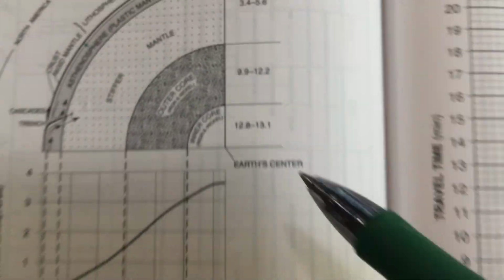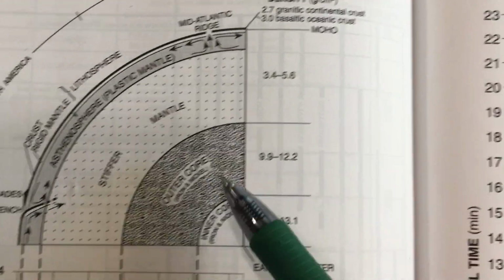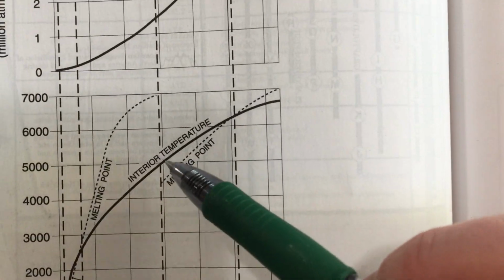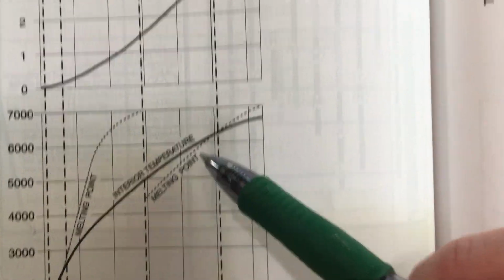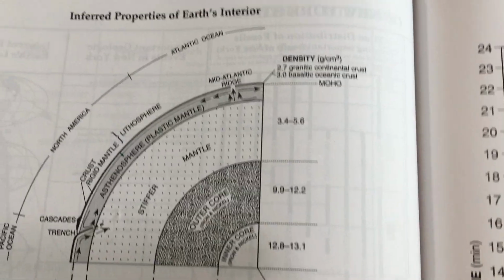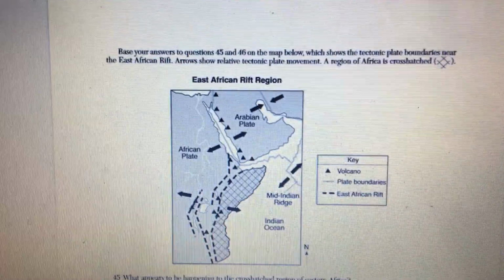It doesn't specifically say that in this reference table. If you have yours printed and you want to write liquid right here, not a terrible idea. Or if you're clever, you might note that this is the place where the temperature is above the melting points. Therefore, it's a liquid. Therefore, no S waves go through. That's been in a couple of these videos. I would anticipate seeing that one. I'll try to make this test as easy as I can, folks, but that'll be one of them.